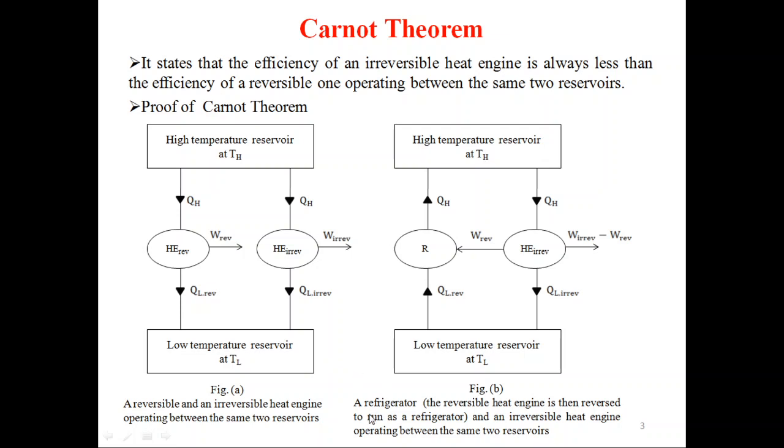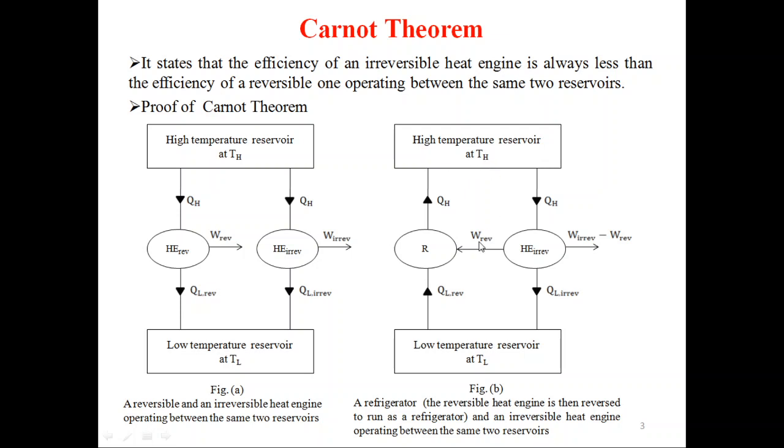Figure B, a refrigerator, this one. The reversible heat engine is then reversed to run as a refrigerator. As this is the reversible heat engine, we can reverse this and it will become a refrigerator. When it becomes a refrigerator, we are supplying W reversible work to the refrigerator so that it will extract QL reversible heat from the low temperature reservoir at temperature TL, and it will reject QH amount of heat to the high temperature reservoir at temperature TH.